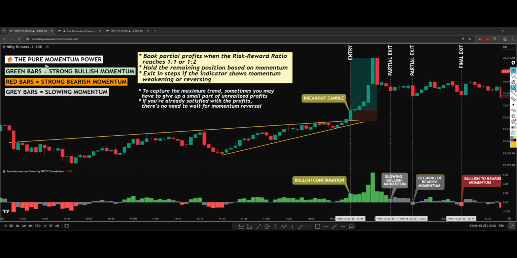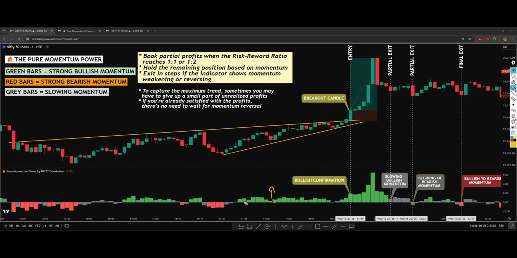In this indicator there are green bars, red bars and grey bars. The green bars represent the strong bullish momentum and the red bars strong bearish momentum. Whenever we see grey bars, we should understand that the momentum is slowing down. If the grey bar is appearing above the zero line, then it means it is bullish, but the momentum so far has been slowed down.